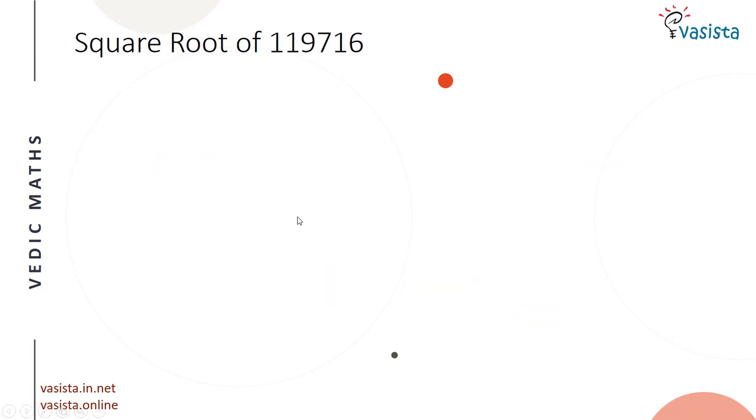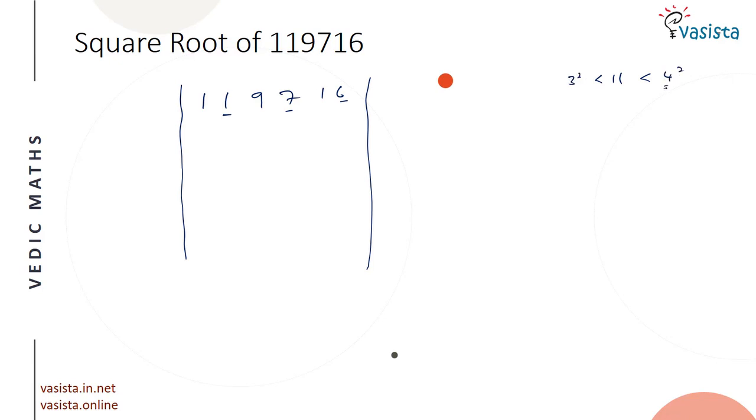This is going to be a 6-digit number. Let me go with this, 119716. Right, odd places. This is 1, 3, 7. Let us start working on this. See, the 11 resides in between 3 square and 4 square. Right. So now what happens here? You can start off working on this.